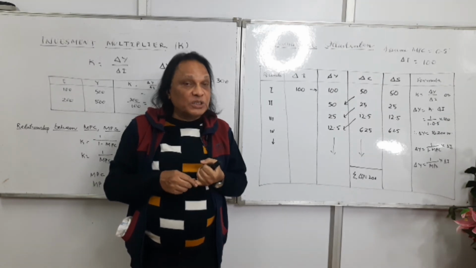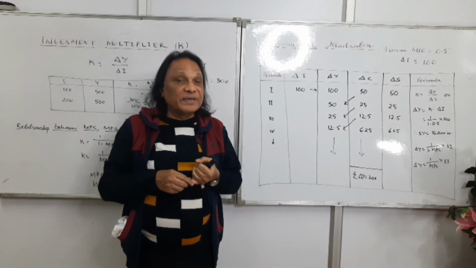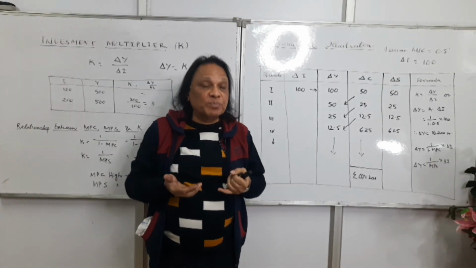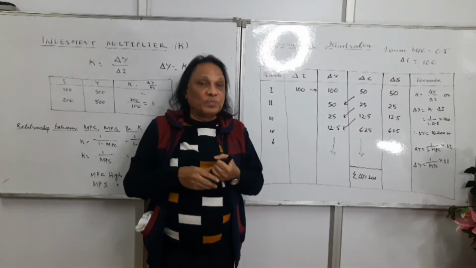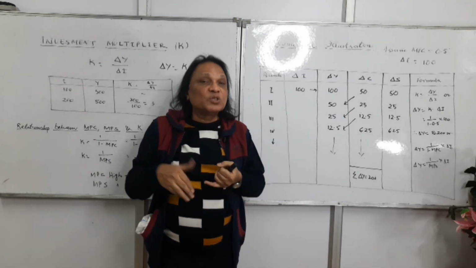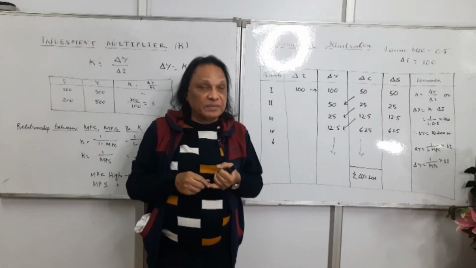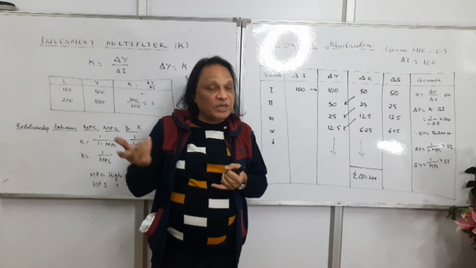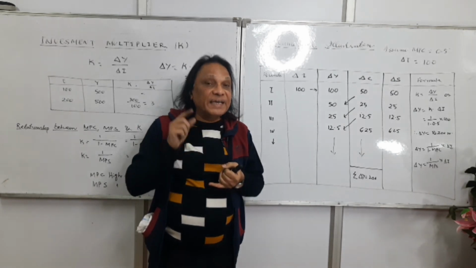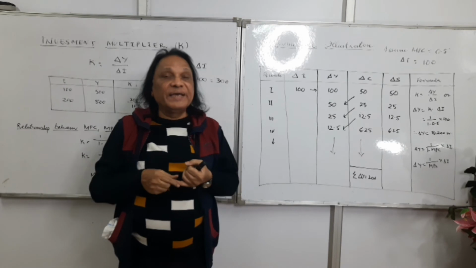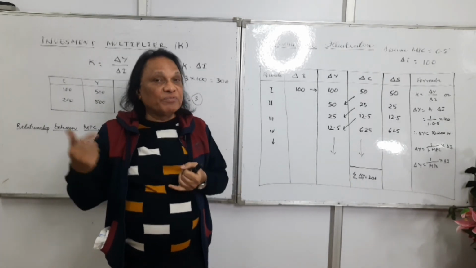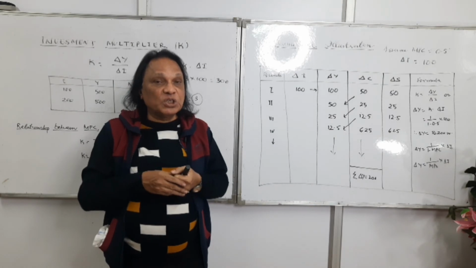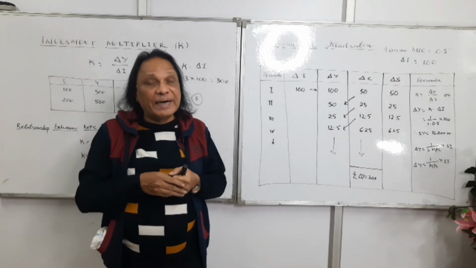There is a direct relationship between MPC and K, and there is an indirect relationship between MPS and K. If MPS, marginal propensity to save, is high, K will be low because people are saving, they are not spending money. So there won't be much of a multiplying effect. If MPC is 0.5, obviously MPS is also 0.5, K will be 2. If MPC is 0.9, MPS is 0.1, so K will be 10. So there is a direct relationship between MPC and K, and an inverse relationship between MPS and K.